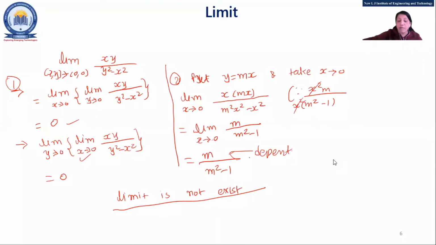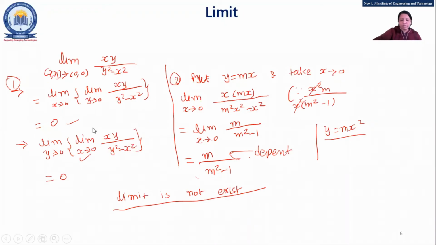So now, if you have answer 0 here, and answer 0 here, then what are we going to do? We'll check for the term y equal to mx square. And if all are 0, then we can say that the limit exists. Fine.